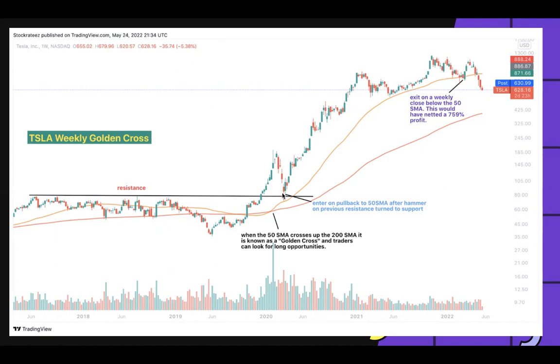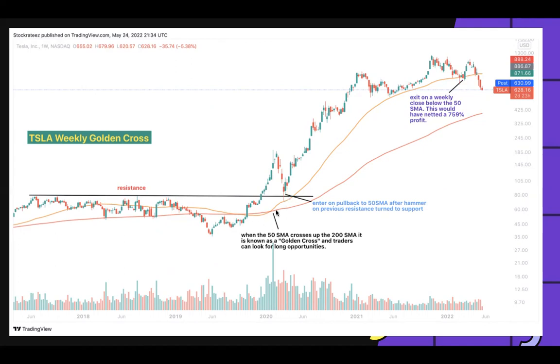So if you had the patience for this, because keep in mind, this is a weekly chart. So this is from 2020 all the way to 2022. You can hold for 2 years. This Tesla trade would have netted you 759% profit. And I know it's Tesla, so not every stock is going to move like that, but that's the technique. That is the picture perfect setup.